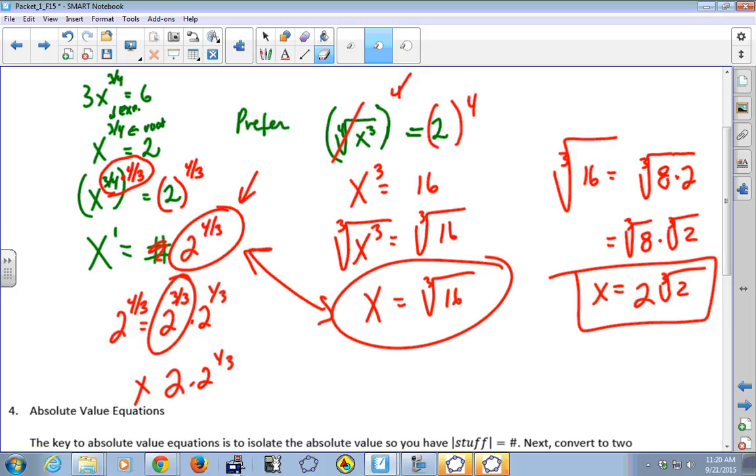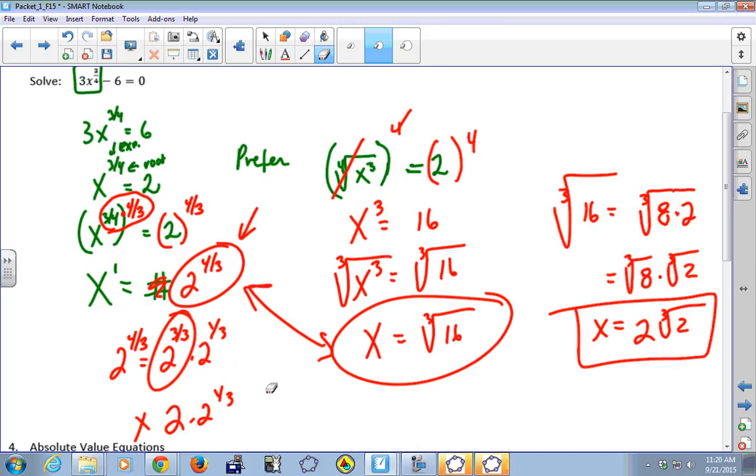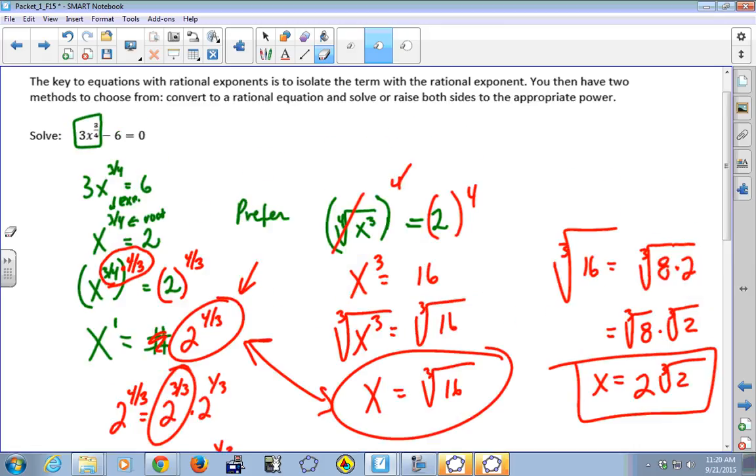All right, so rational equations, again, use all the steps you've used in your previous equations. It's just usually the fact that you're raising to a fractional power that looks a little weird until you do it a few times, okay?